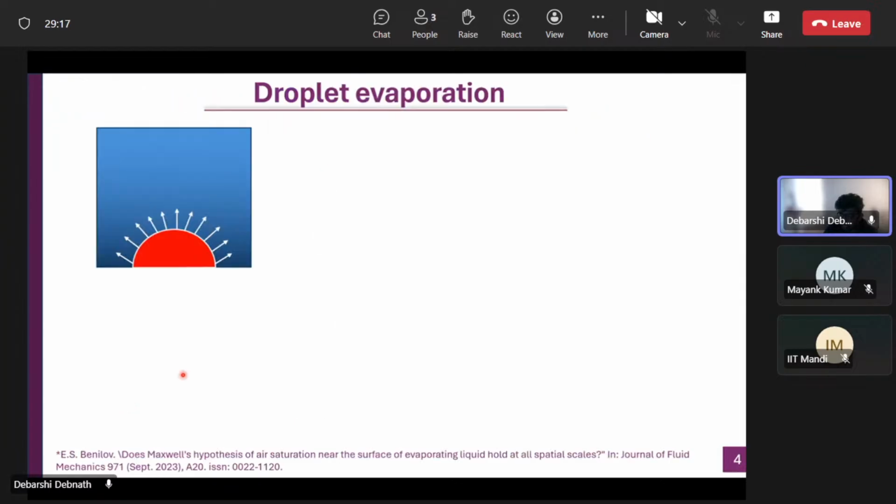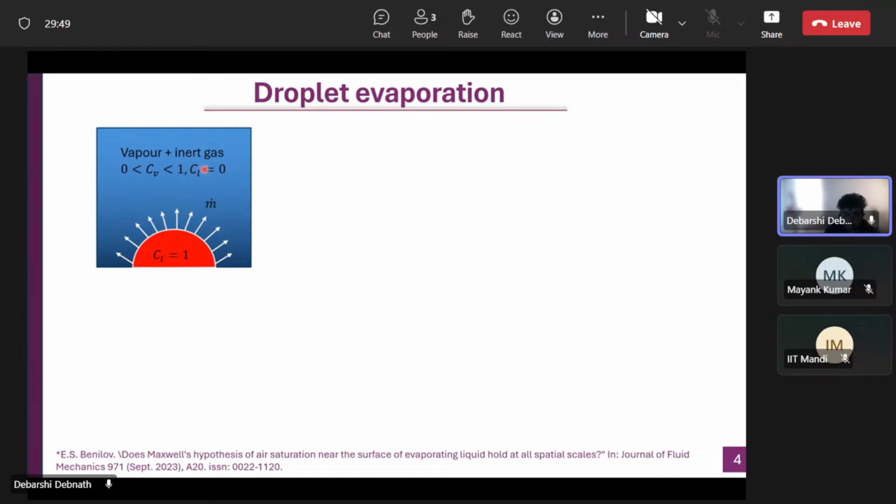Let's go to droplet evaporation. What is happening here is you have a droplet in the domain and it's evaporating. The droplet is placed on a heated surface. In the surrounding, we have the gaseous mixture, where you have the inert gas as well as the vapor of the liquid that is evaporating. So you have two vapor components here.